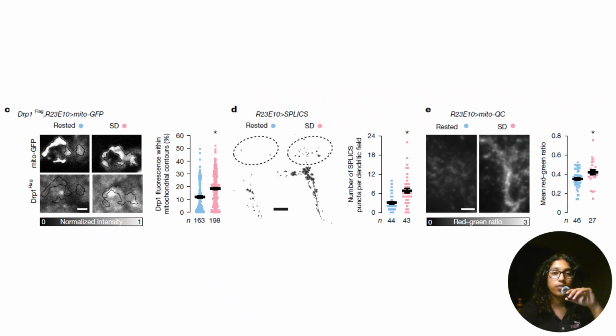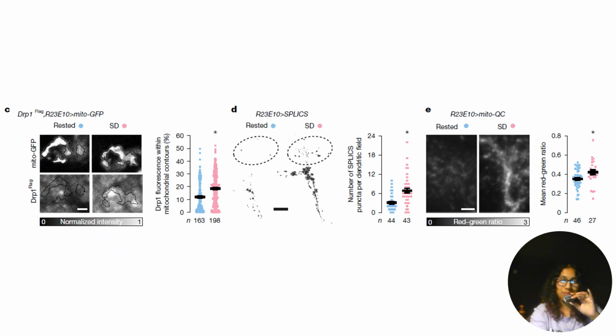Okay, so this is one of the results where they saw the DRP1, which is the fusion protein of the mitochondria. Then comes the SPLICs, which I've already mentioned, are the connections between ER and mitochondria. And then comes the mitoQC. Mito-QC is actually how much it is undergoing mitophagy and the cycle basically.